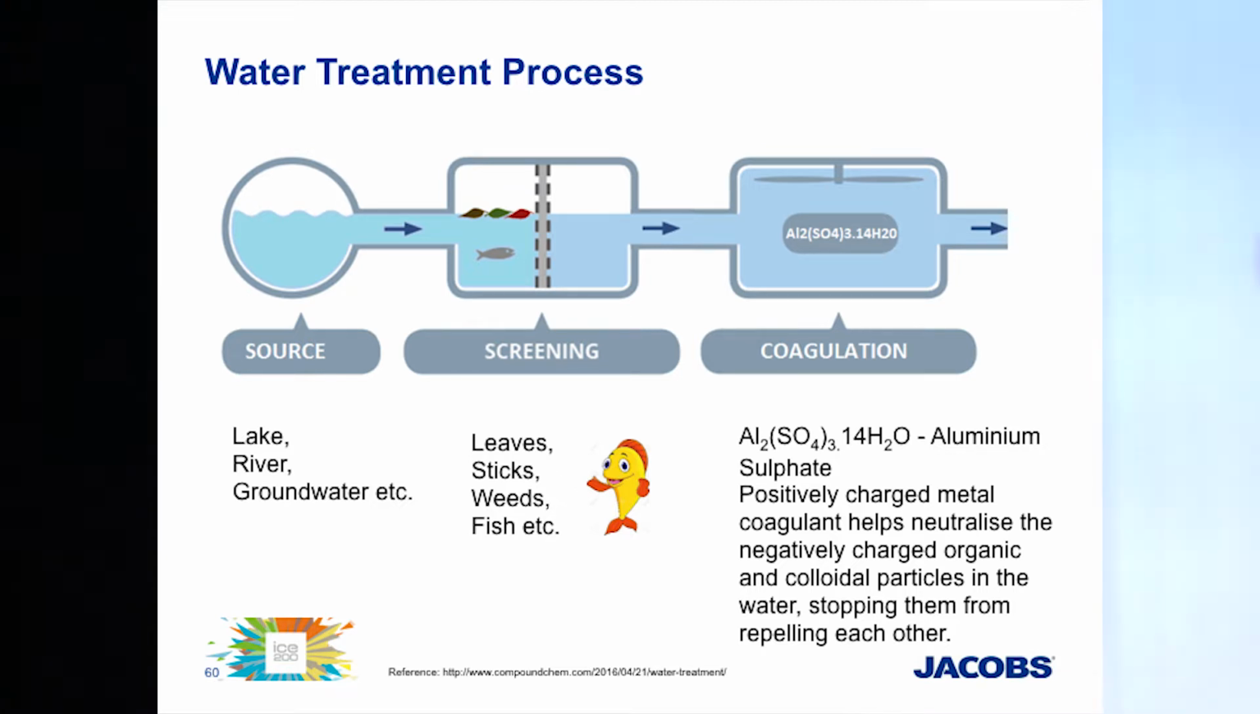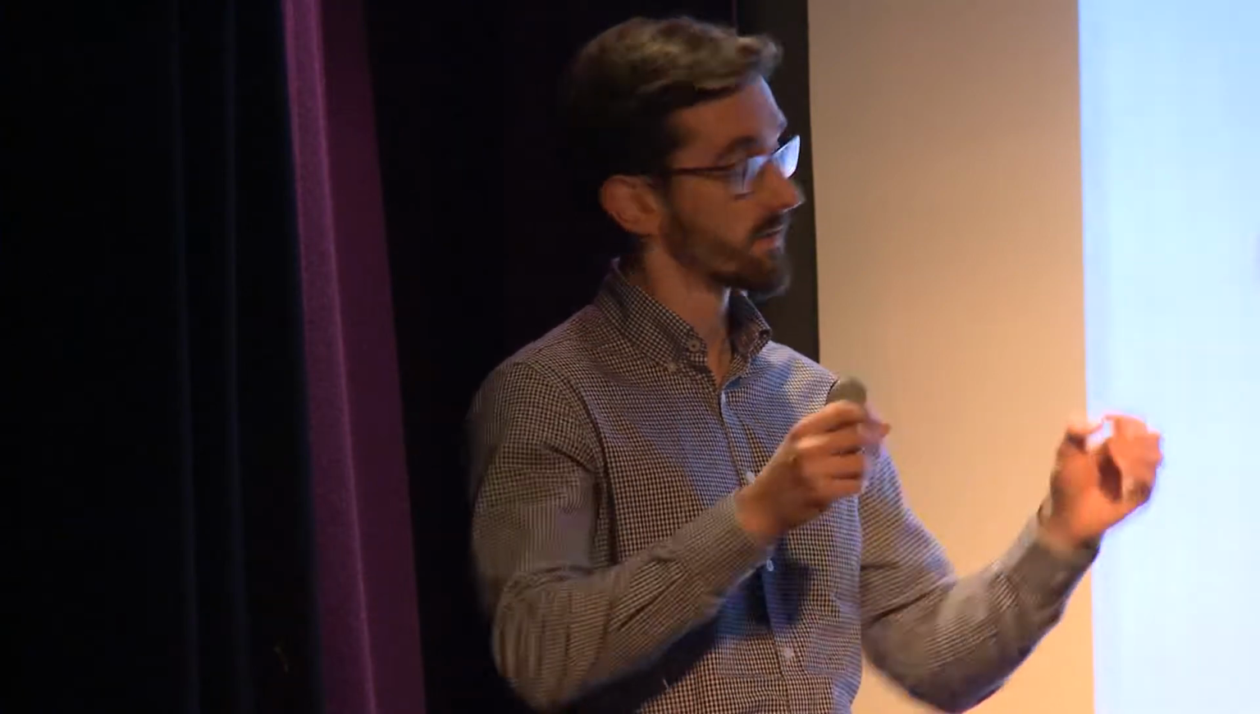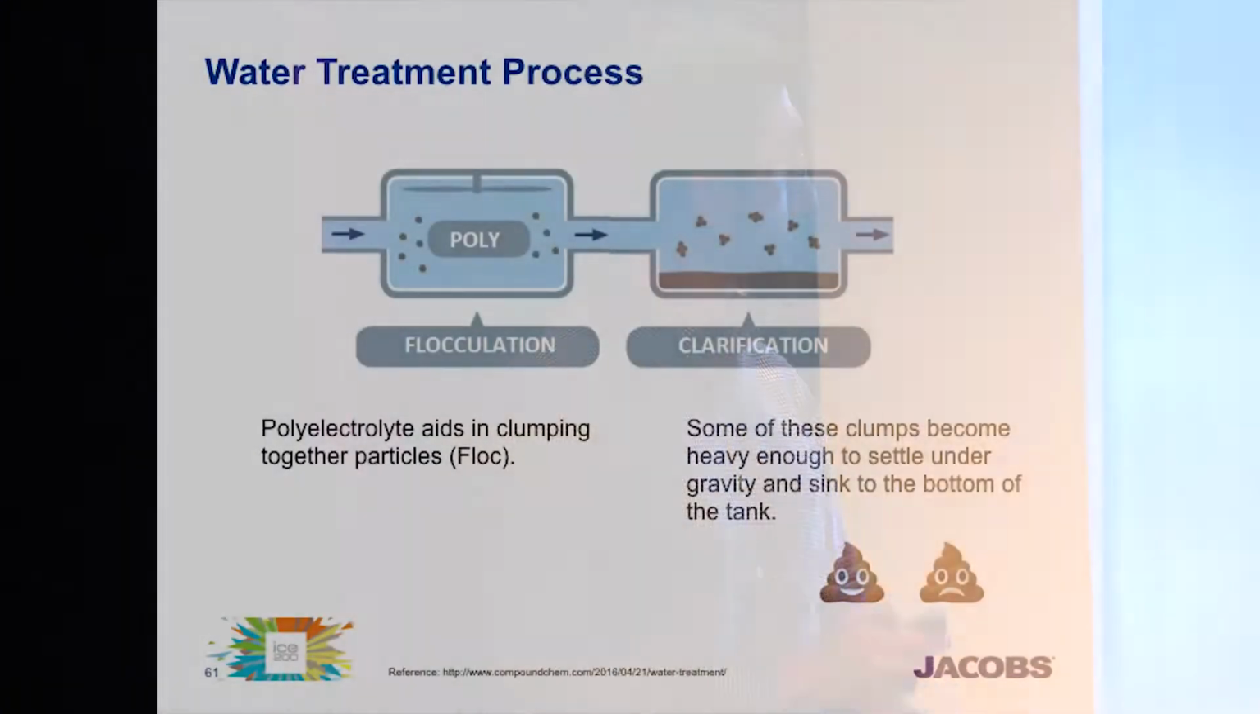passing into your treatment works. The flow then transfers onto a coagulation tank where it's dosed with a metal coagulant. This metal coagulant is positively charged, and it helps neutralize the negatively charged particles, organic matter that's in the water. If you imagine they're all negative and they're repelling each other, this coagulant helps bring them together.